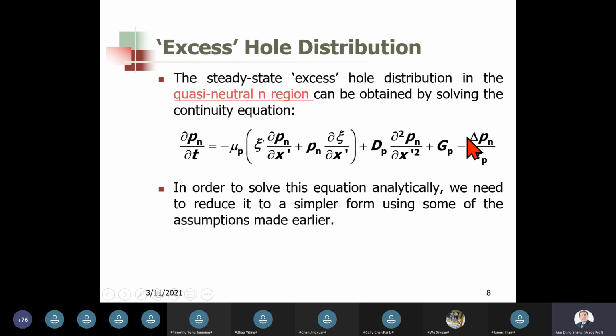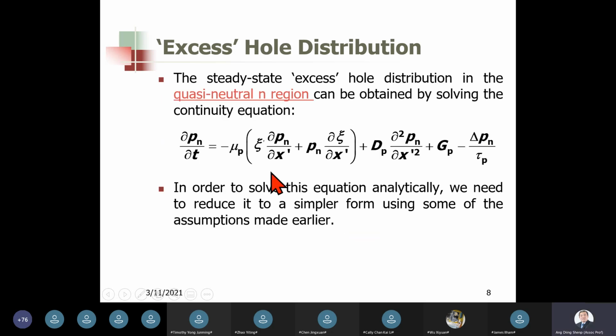Now the last term is the net recombination rate, which is delta Pn over the lifetime of the excess holes, tau P. You need to recall the meaning of this term. Now, this simplified term only applies under low level injection condition. Without low level injection condition, the expression is more complicated than just this. So that's where low level injection assumption comes into the picture. It helps us simplify this term.